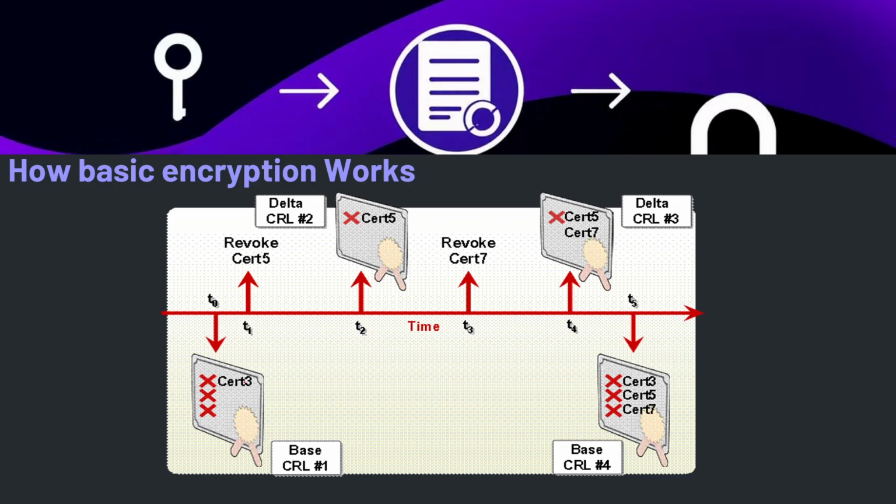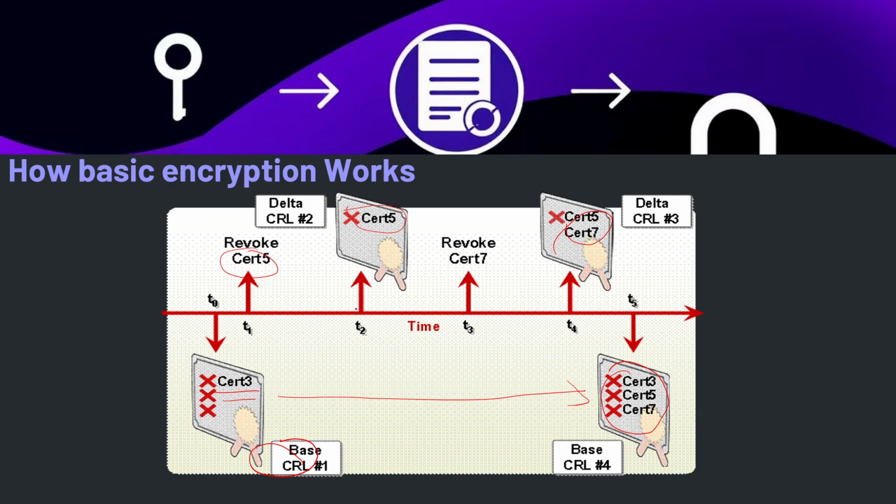Okay, so here you can see the base CRL is published here, and now you can see only cert3 is added at T0. Then we have revoked some certificate, the name they have given is cert5. That cert5 is not added in the base CRL, but it will be there in the delta CRL. Then again we revoke something, cert7. Then again it will be there. Both certificates will be there, and at the end of the week, all the certificates will be present in the base CRL. So the base CRL is updated only after 7 days.